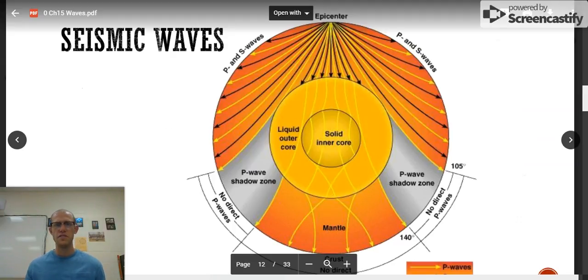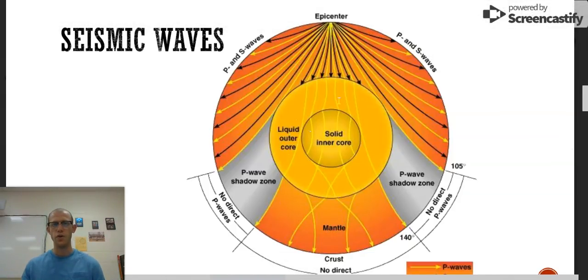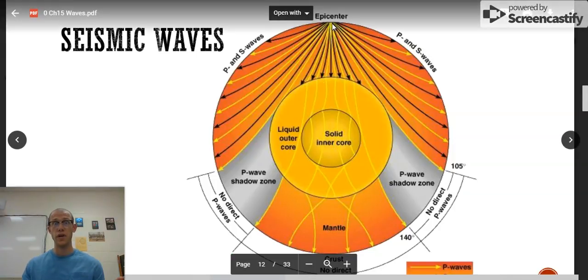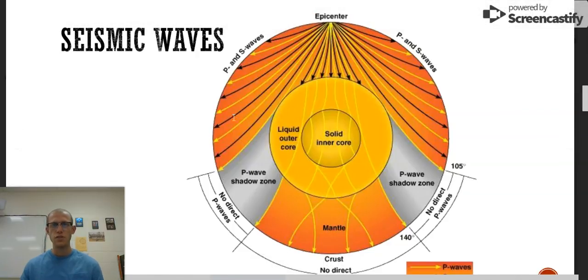All right, so here we have a diagram of Earth and underneath Earth's surface. Here we have the Earth's crust. Here we have the liquid outer core and the solid inner core. The epicenter is where the earthquake actually happened. From that comes P and S waves. P waves in yellow, S waves in that purplish black color. So notice that in this region right here, there are no S waves, no purple. These are only P waves.